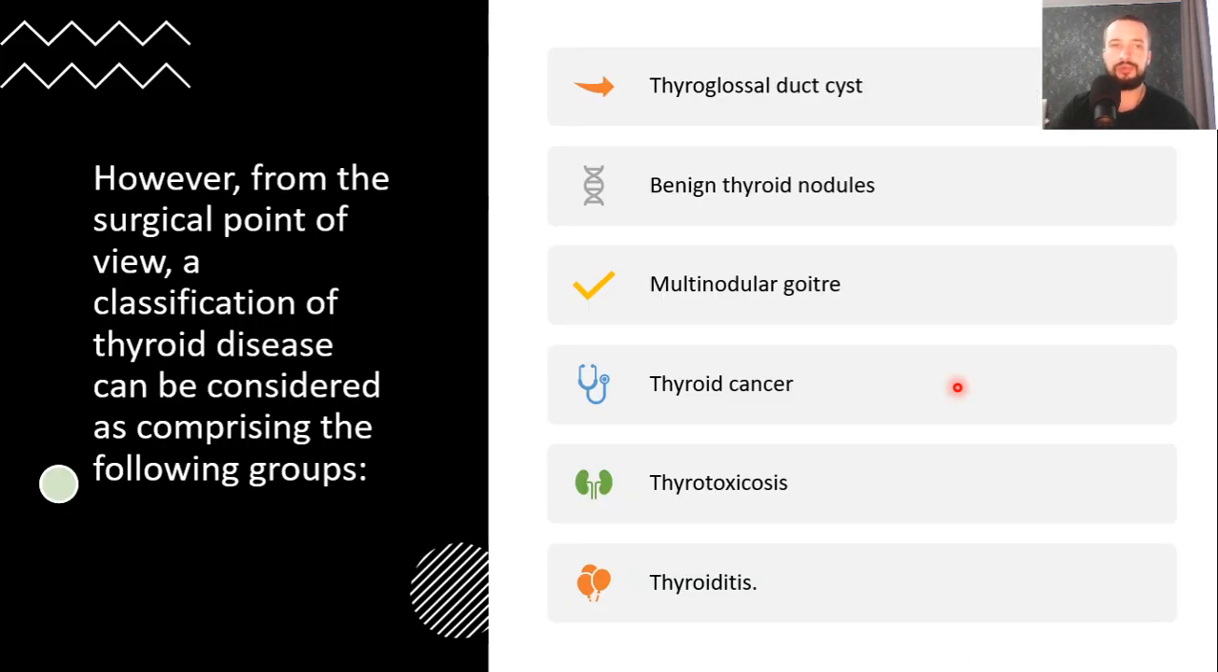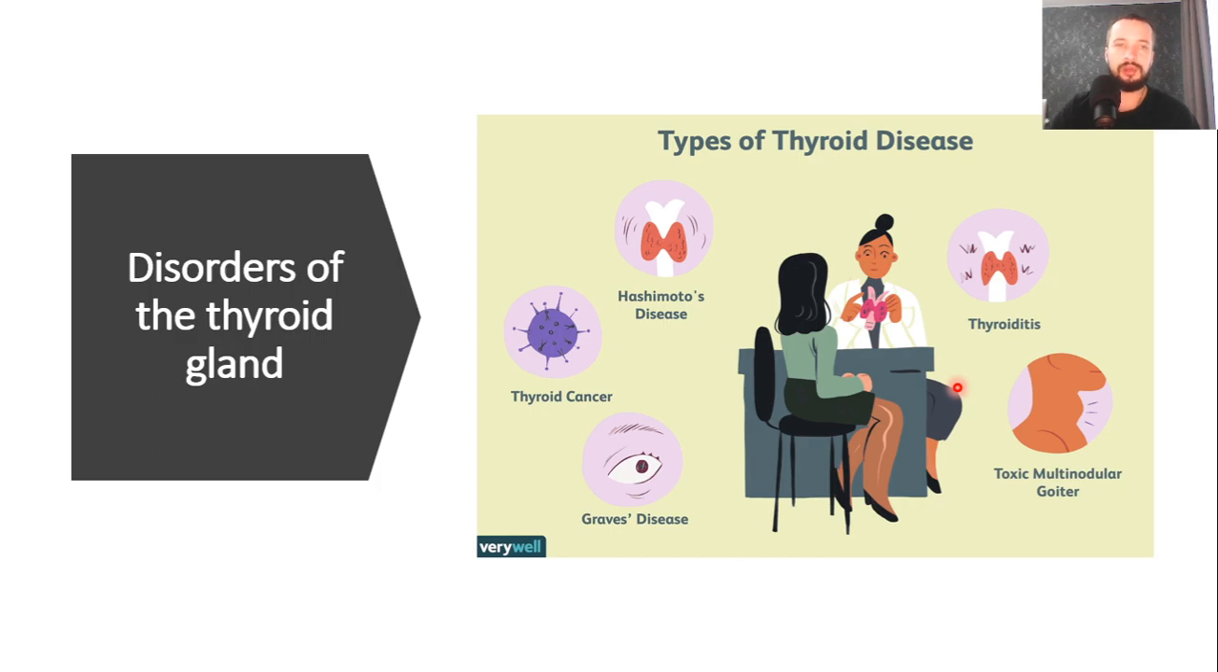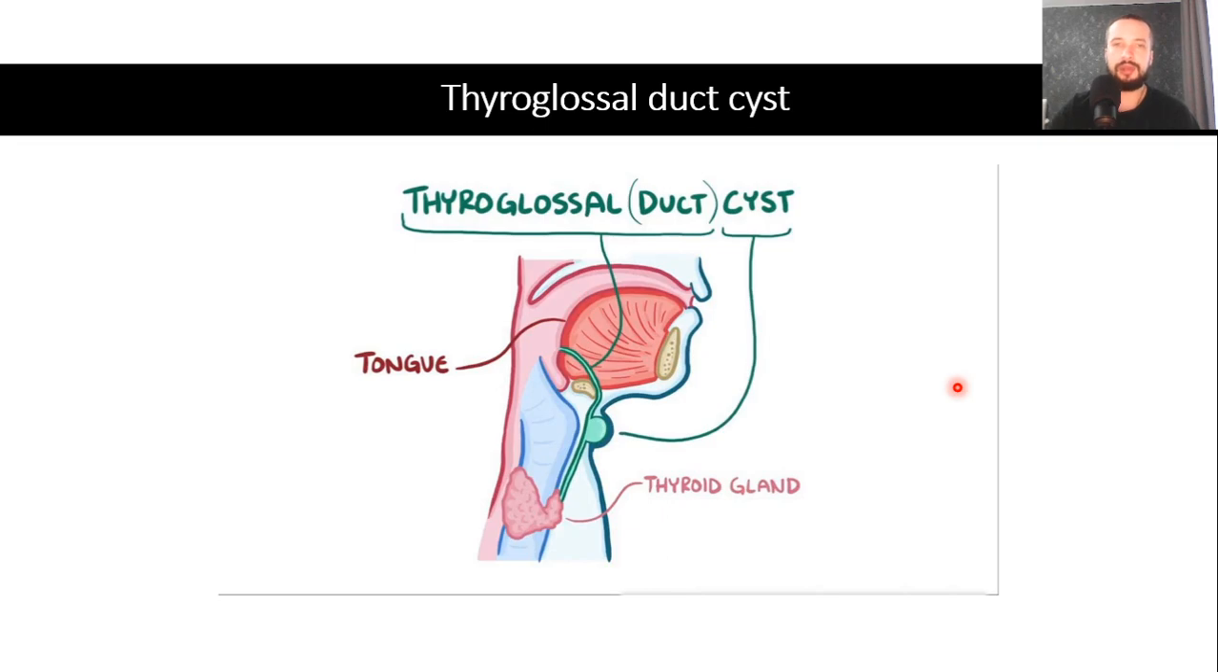However, from the surgical point of view, a classification of thyroid disease can be considered as comprising the following groups: thyroglossal duct cyst, benign thyroid nodules, multinodular goitre, thyroid cancer, thyrotoxicosis, thyroiditis. Disorders of the thyroid gland. There you see all types. Thyroglossal duct cyst is the first group of disease that we will discuss. In the picture you see the thyroid gland, and you see this duct and you see the cyst.